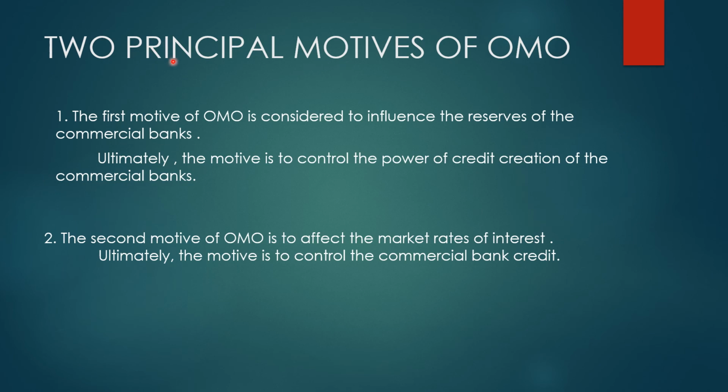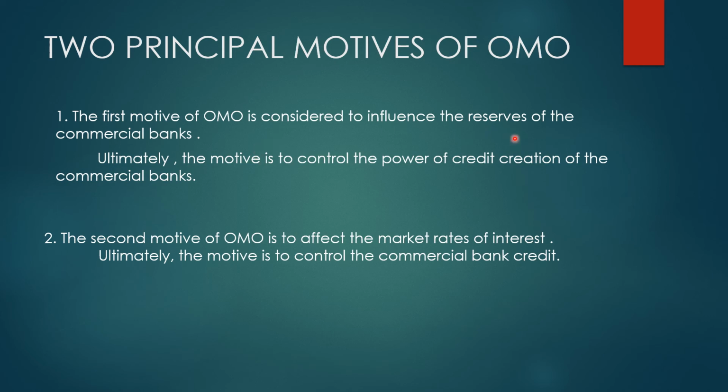See, there are two main principal motives of open market operations. The first motive of OMO is to influence the cash reserves of the commercial banks. Now the RBI keeps an eye on the reserves of commercial banks. If RBI wants to increase or decrease the reserves, OMO comes into operation. So how will you affect these reserves? These reserves will be affected by OMO, right?